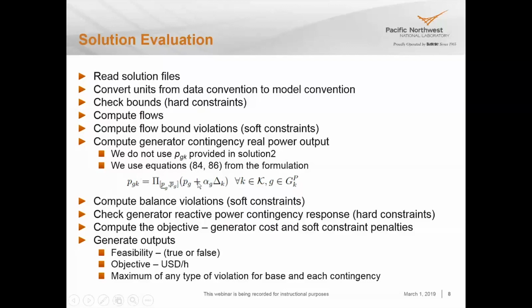I would say that this computation is analogous to computation of the real and reactive power flows into lines and transformers. So your solution may have a different value for PGK, but we compute it based on what you've provided for delta K and PG. At that point, we've got all of the real power injections and reactive power injections into every bus. So we can then evaluate the real power and reactive power balance at each bus. There will be some violation at each bus, and so those violations are treated as soft constraints. We apply penalties to them.